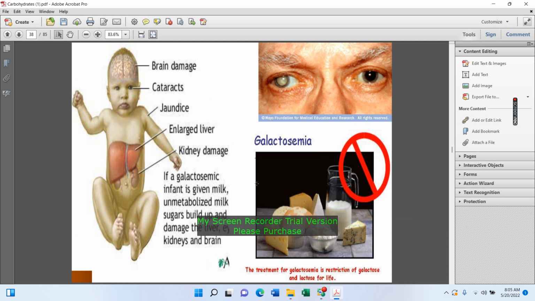If a galactosemia infant is given milk, unmetabolized milk sugars build up and damage the liver. So eyes, kidneys, and brains will be affected. There will be kidney damage, enlarged liver, jaundice, cataracts, and brain damage. The treatment for galactosemia is a restriction of galactose and lactose for life.